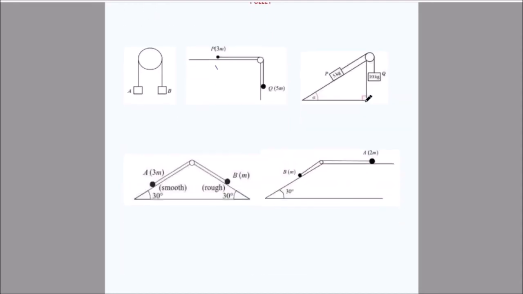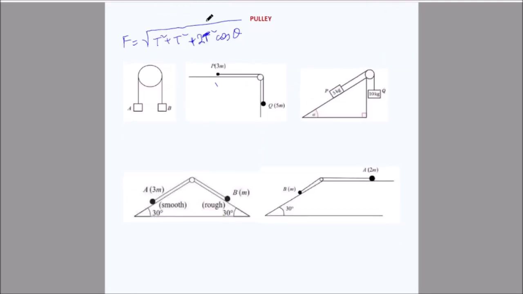For this one, the formula is root over T square plus T square plus 2T square cos theta. You can simplify this if you add them up, but I kept it in this format so that it's easier for you to remember. I use the cosine rule, a square plus b square minus 2ab cos theta, right? Instead of minus, it's just plus, and a and b are the tension. That's how I remember this formula. So I didn't simplify this and kept it this way: T square plus T square plus 2T square cos theta.